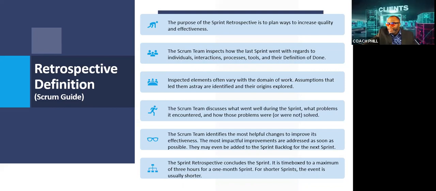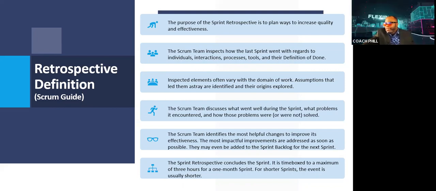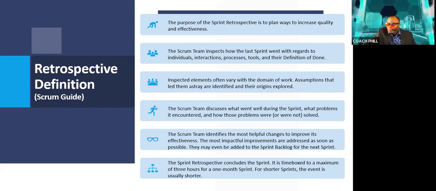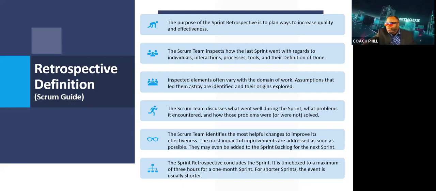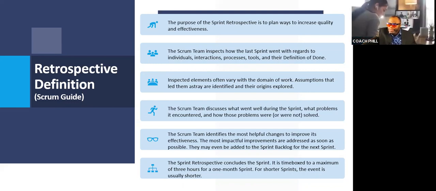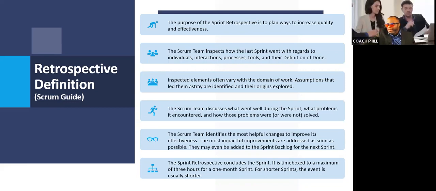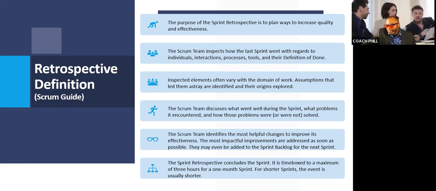Inspected elements often vary with the domain of work. Assumptions that led them astray are identified and their origins explored. The Scrum team discusses what went well during the sprint, what problems it encountered, and how those problems were or were not solved. The Scrum team identifies the most helpful changes to improve its effectiveness. The most impactful improvements are addressed as soon as possible. Note the words as soon as possible, right? You don't need to wait till the next sprint. It could be done like now. They may even be added to the sprint backlog for the next sprint.